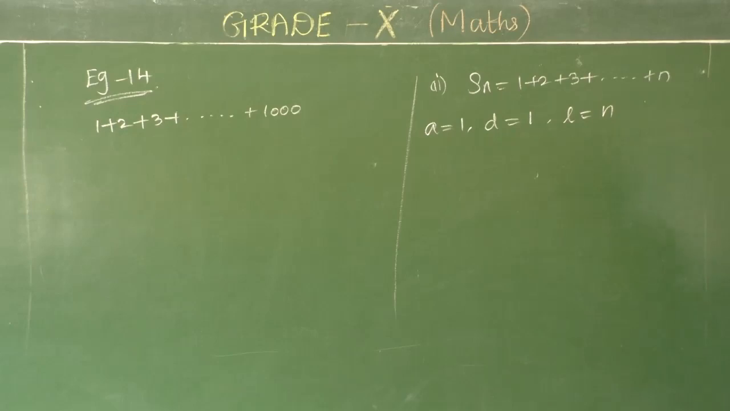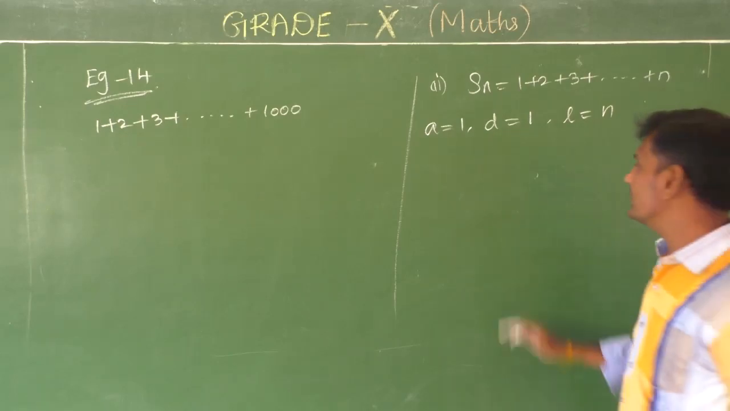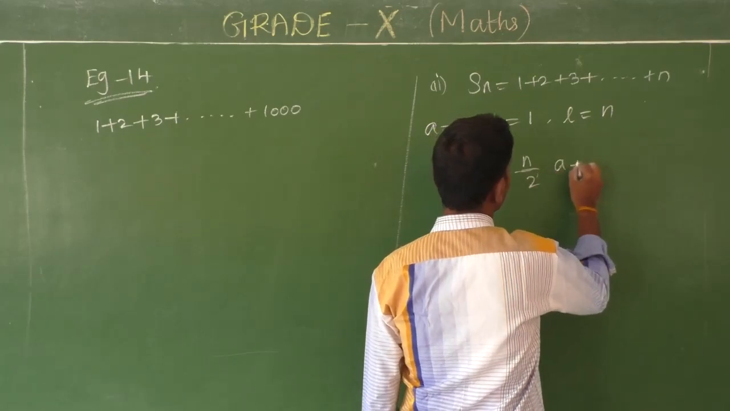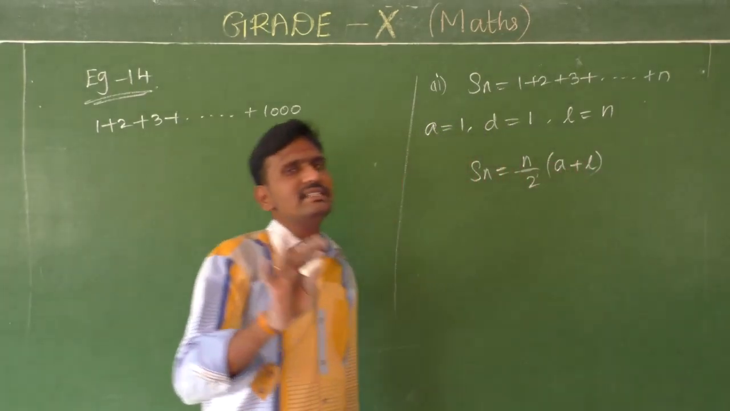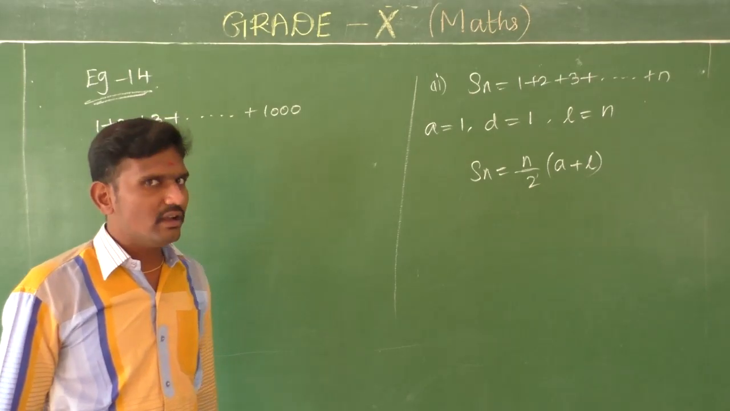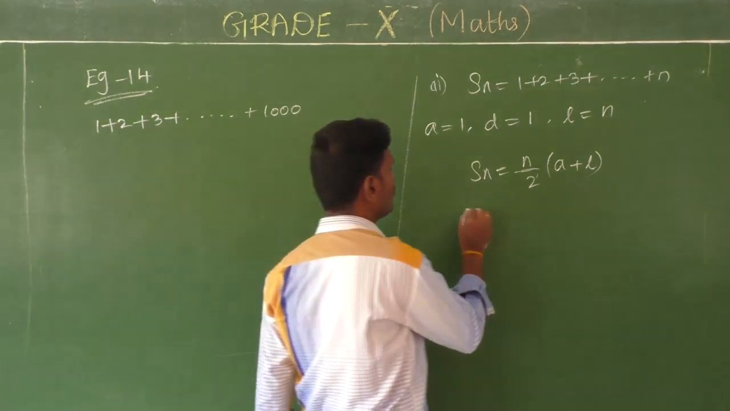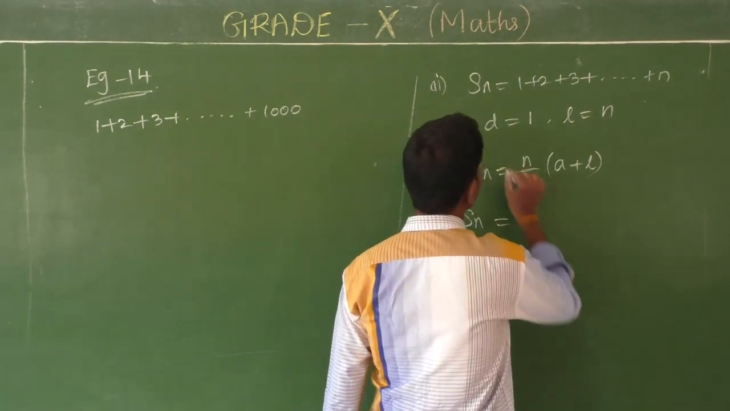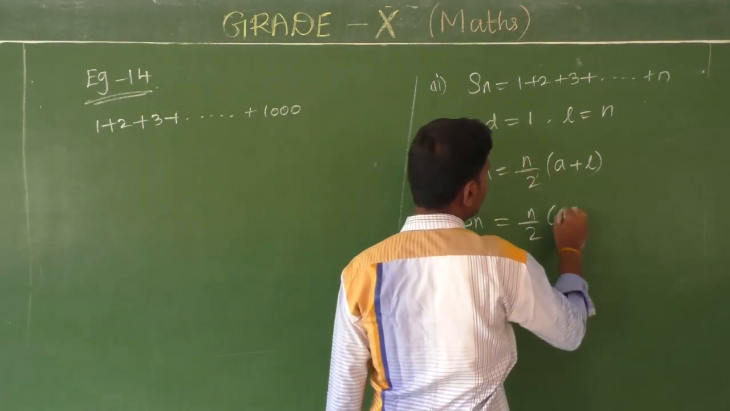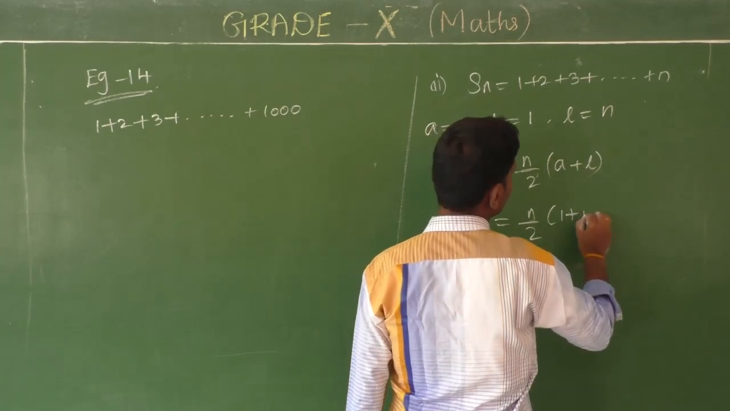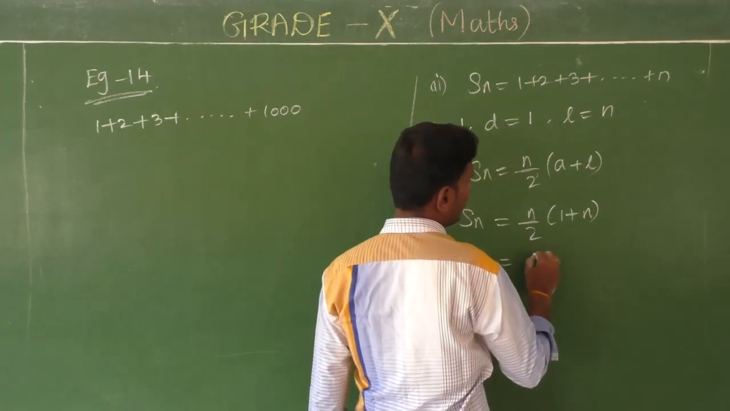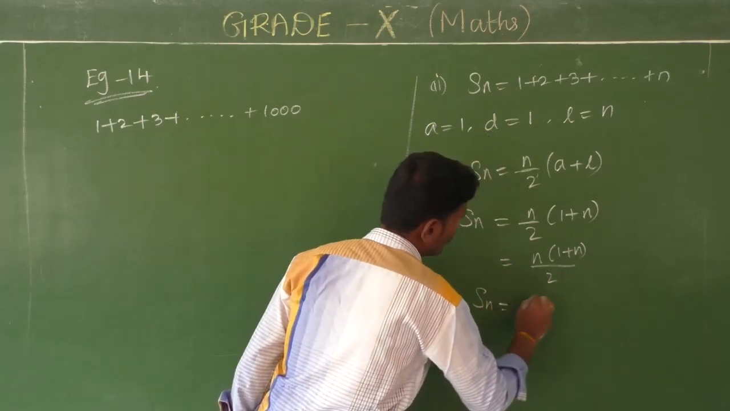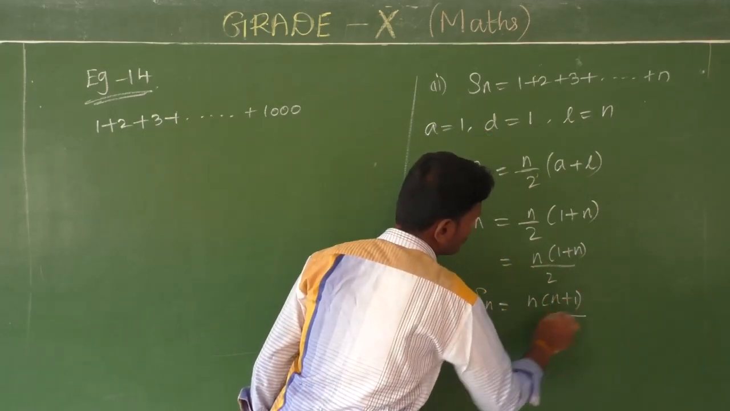Now I am going to use the formula. What is that? Sn equal to n by 2 into a plus an. Do you know the value of n? No, I don't know the value of n. So Sn equal to n by 2 into, a is 1 and the last term is n. Now I am going to multiply n into 1 plus n by 2. So finally Sn equal to n into n plus 1 by 2.